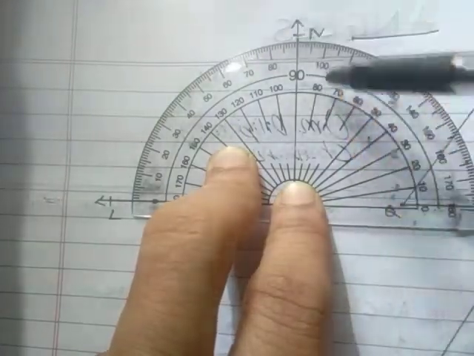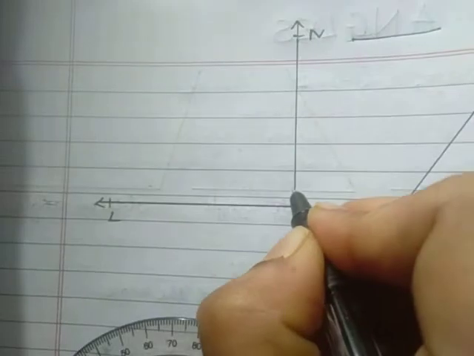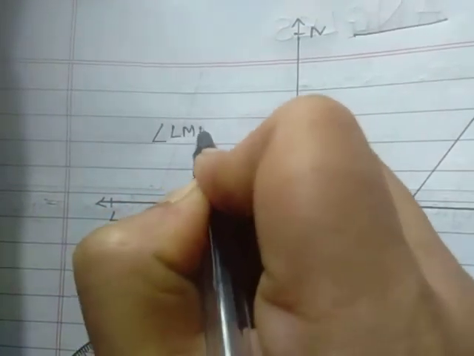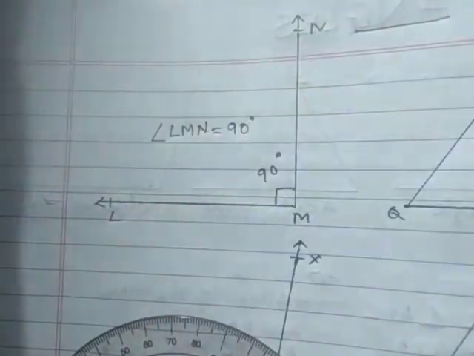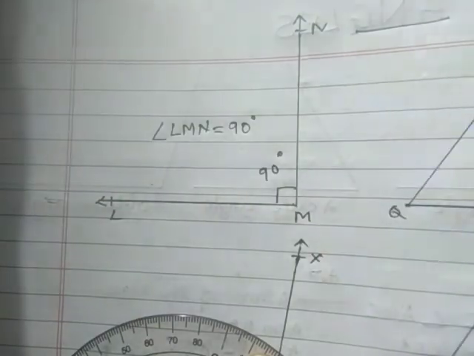Fine. Now here the measure of the angle is 90 degrees. So the measure of this angle is 90 degrees. When we are writing, we will write it like this: angle LMN is equal to 90 degrees. Fine, so this is how we can measure this. Now let us solve the second one.